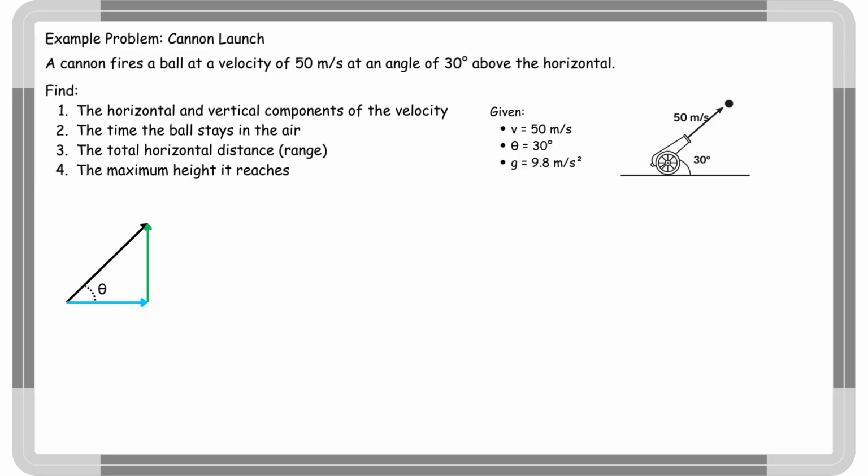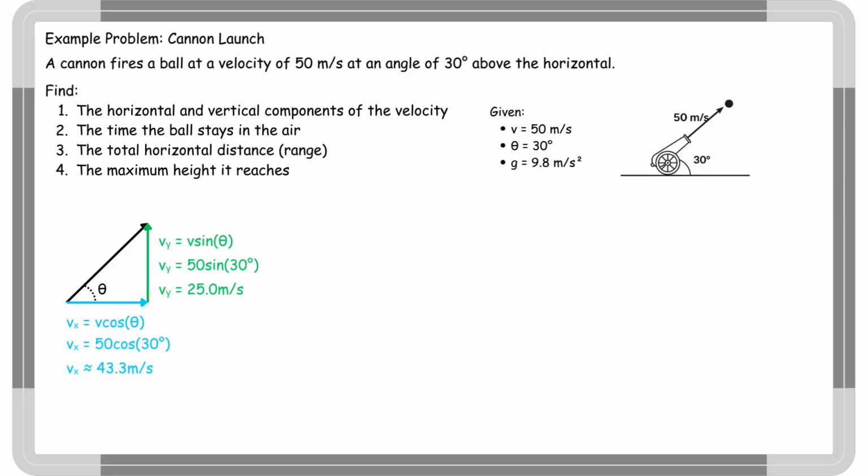First, break the velocity into components. Use trigonometry. V sub x equals v times cosine theta. V sub y equals v times sine theta. That gives v sub x is approximately 43.3 meters per second. V sub y is 25 meters per second.